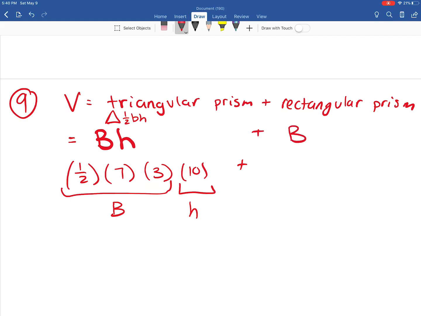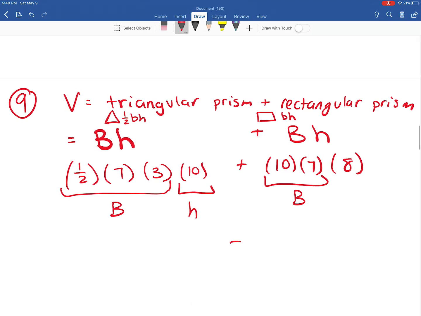Now, let's go to our rectangular prism. I also need area of the base times the height, but the area formula for a rectangle is the base of the rectangle times the height of the rectangle. I see 10 times 7, and the height is what connects the two bases, which would be 8.